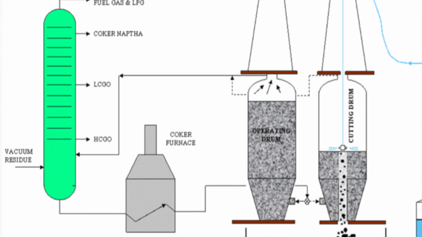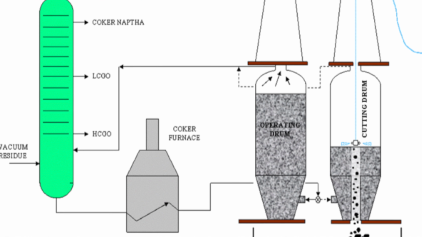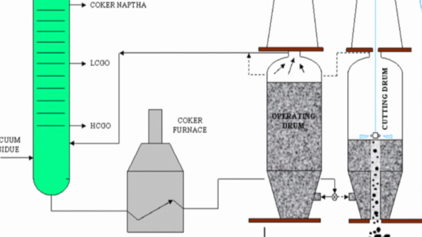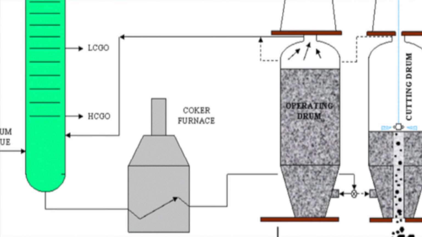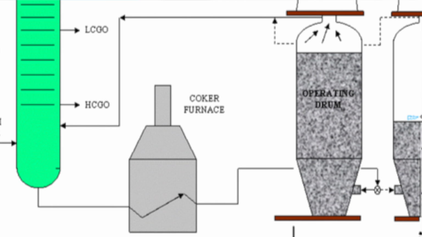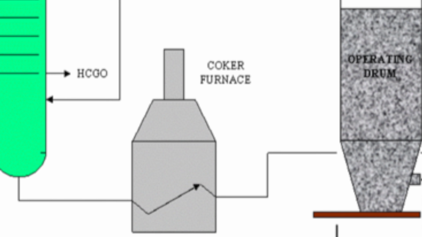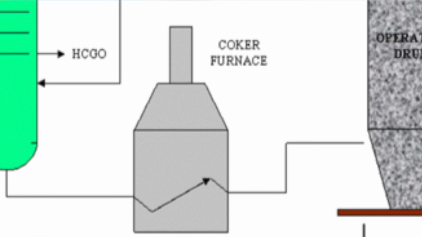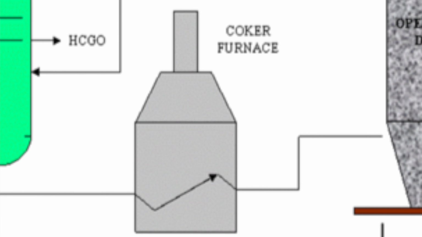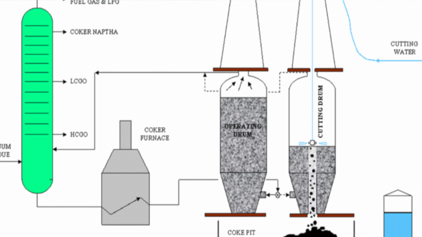Then, the coker furnace heats the heavy liquid material from the bottom of the fractionator to about 900 to 945 degrees Fahrenheit. This heating causes the heavy liquid material to crack into a combination of smaller molecule gas and liquid products. During this stage, steam is injected to minimize the coking.